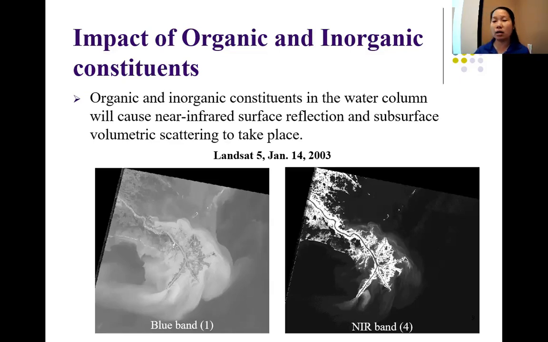Places with water content will have significant absorption, hence the much lower value in the near infrared band. So as you can see, this kind of organic and inorganic constituents in the water column will often cause near infrared surface reflection and surface volume scattering to take place. And that is what you observe in this image.